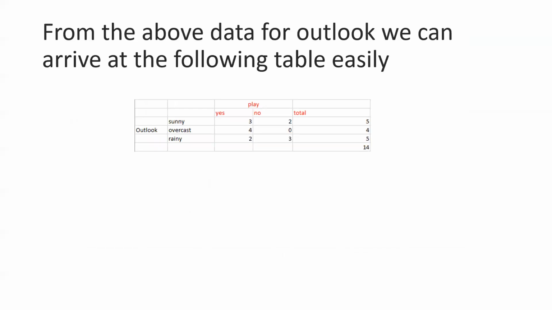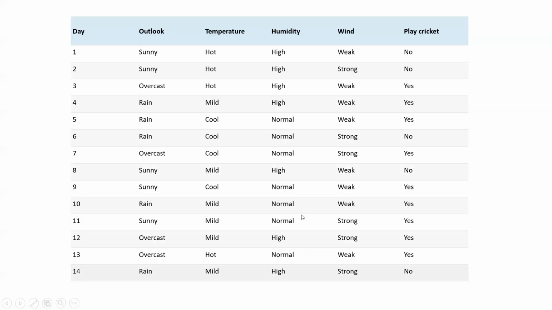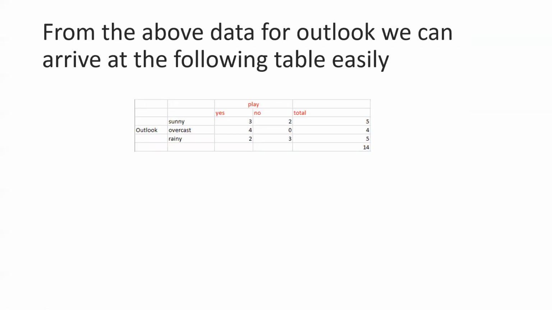What was the mistake in the table? Outlook sunny, then no. We'll see how many times it is no. Sunny no is 1, 2, 3. I think there is a small mistake over here, so you can just recorrect this table. Outlook sunny, yes, is actually 2. Outlook sunny, no, is actually 3. So totally it is 5.